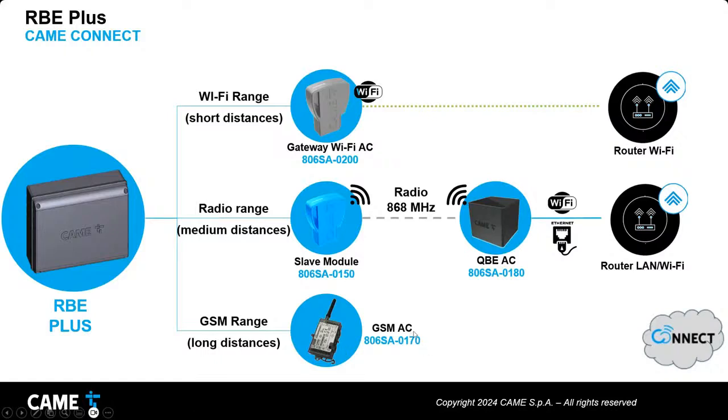So once again, please note that this device, 806SA0170, is the access control version, but right now it works in 2G. So for all the countries that have already switched off the 2G, it is better to wait for the new solution that will work in 4G, 5G mode, available by the beginning of 2025.